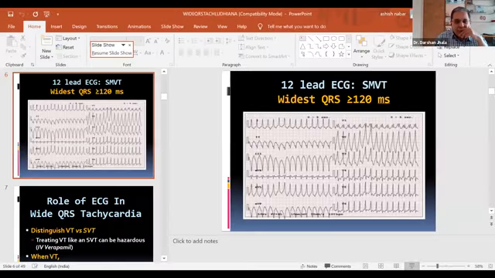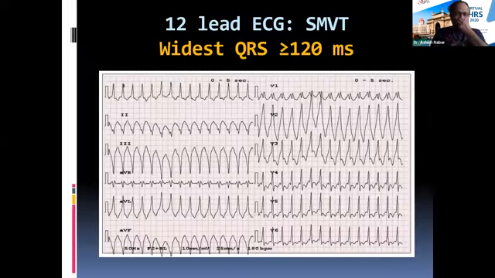Okay, so we have 20 minutes to discuss something about wide QRS tachycardia, and the best way is to start the discussion from what do you define as a wide QRS tachycardia. And that's very clear that whenever the QRS width is greater than 120 milliseconds, then it's a wide QRS tachycardia.